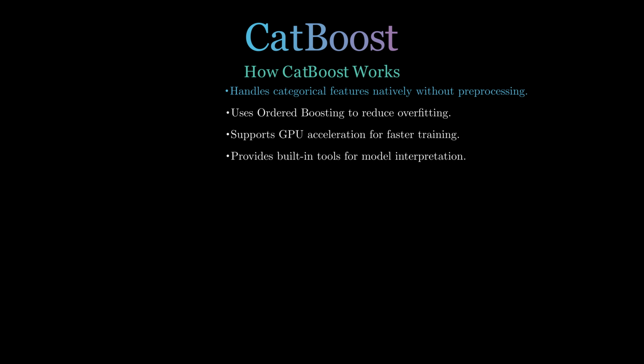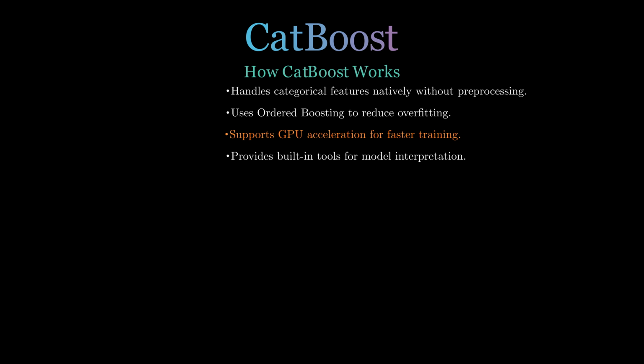CatBoost handles categorical features natively, eliminating the need for manual preprocessing like one-hot encoding. It uses a novel method called ordered target encoding. Ordered boosting is a technique that reduces overfitting by using a permutation-based approach. During training, this ensures the model generalizes well to unseen data.